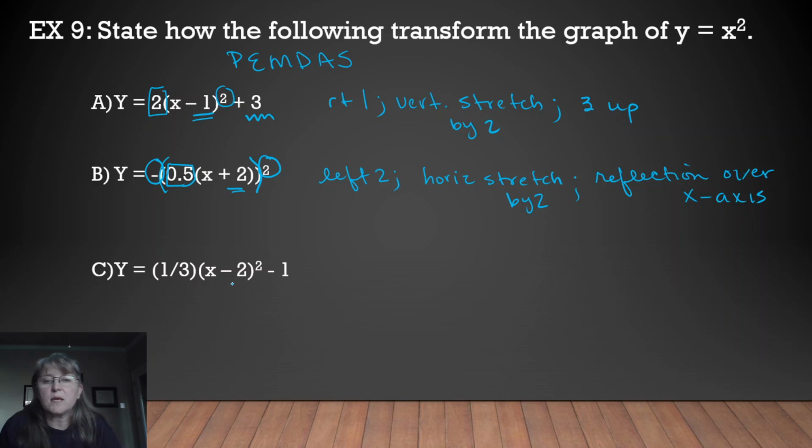Okay, the last one, again, I start on the inside, so that's 2 to the right. Then I square it, so now I have my function shape. And then I'm going to multiply by a third, so that's a vertical shrink. And then lastly, I do this -1, which is down 1.